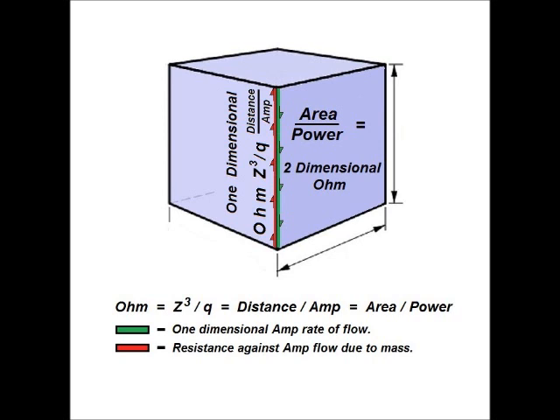The area divided by power is the two-dimensional form of the ohm, and the one-dimensional form is distance divided by the amp. And so we can see that as an amp of charge is flowing in a one-dimensional form of the segment, it's the distance of that segment that is causing the resistance against that one-dimensional flow of the charge, or the amp.